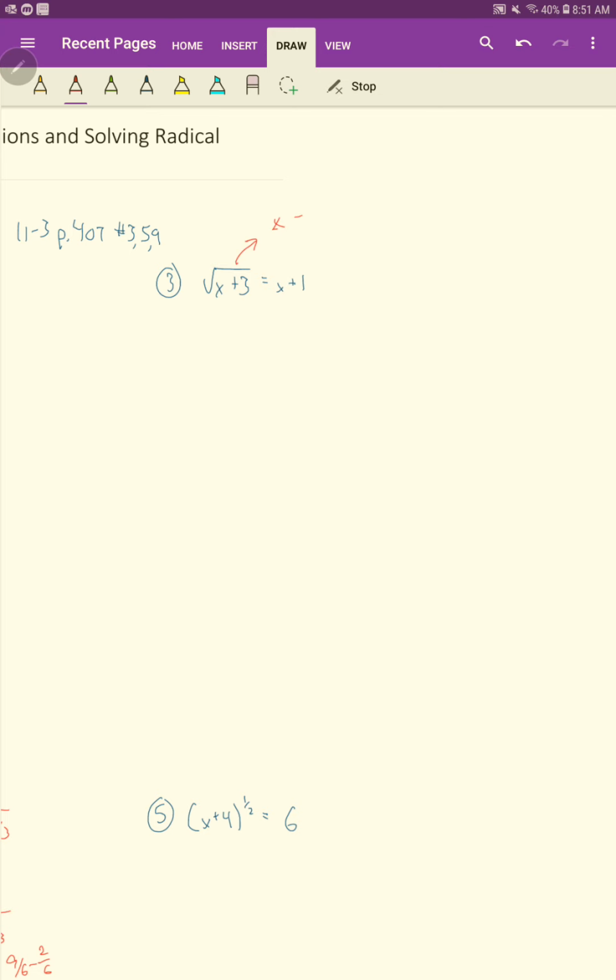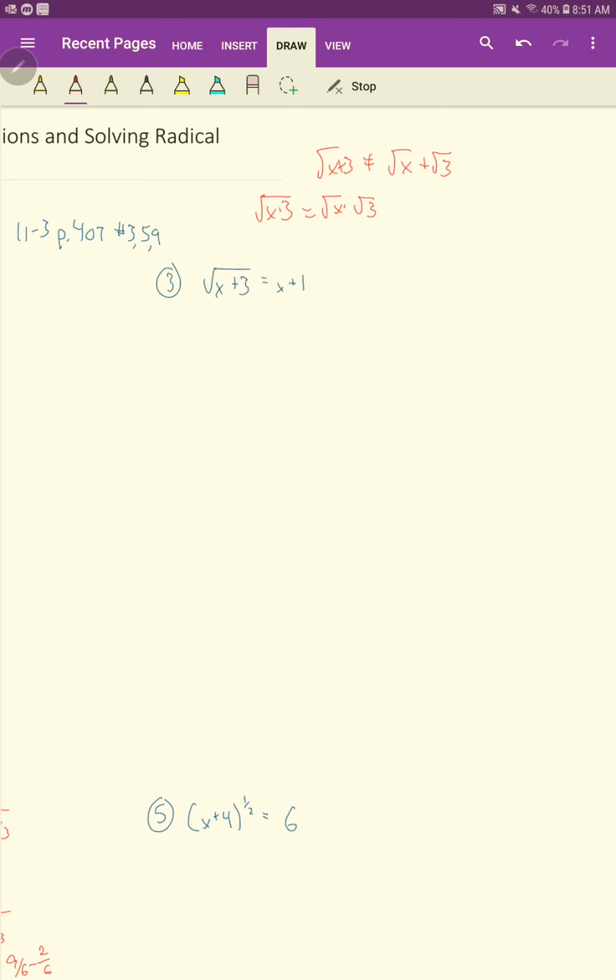So if it was a product, if it was root x times 3, then yes, it would equal root x times root 3, okay? But root x plus 3 does not equal root x plus root 3, okay? Not in general.